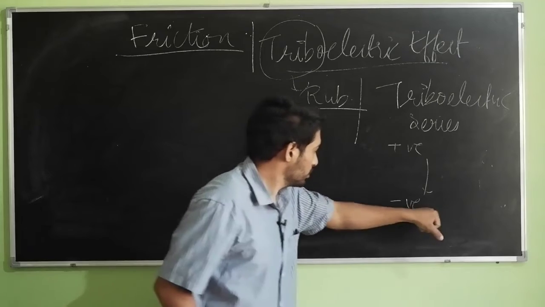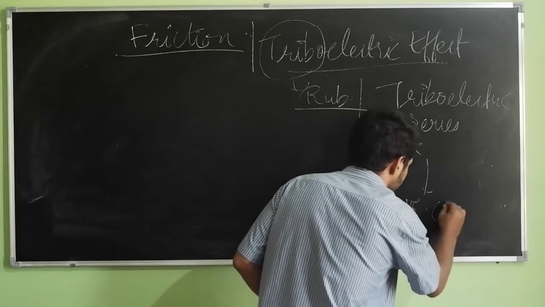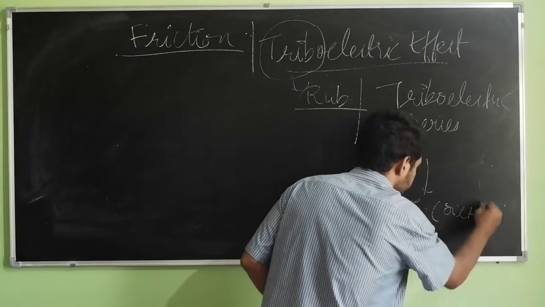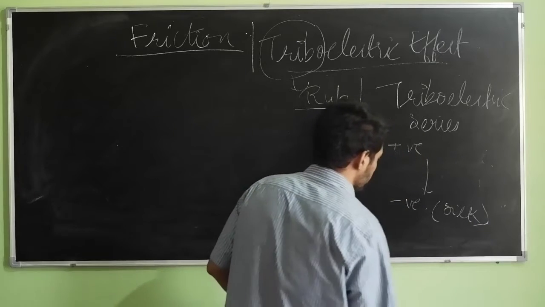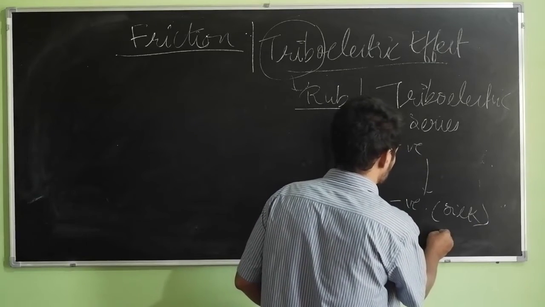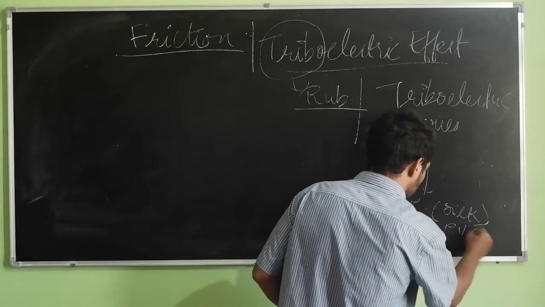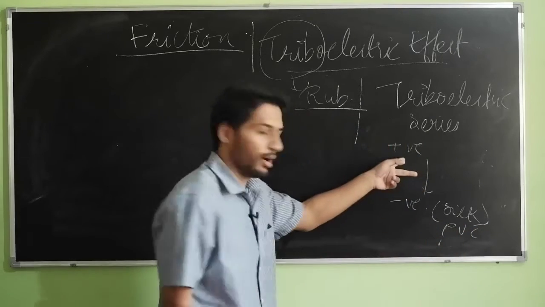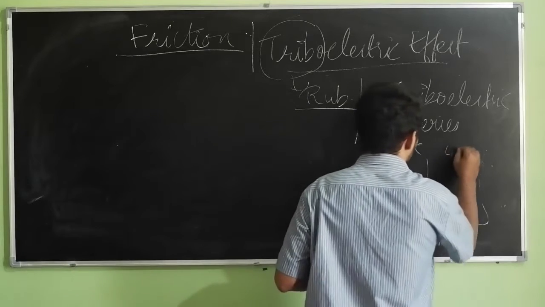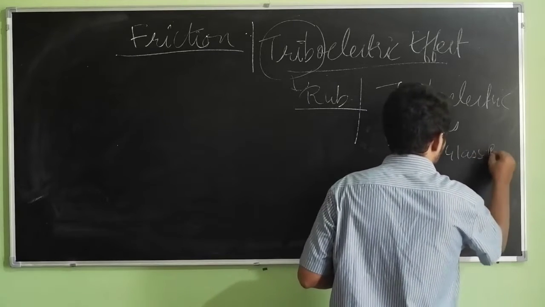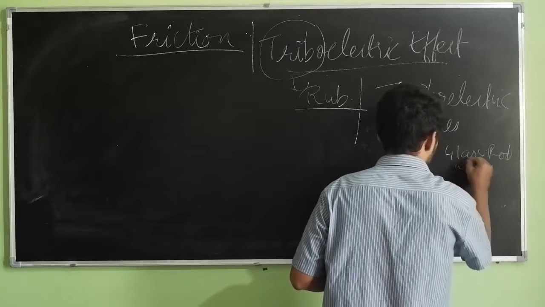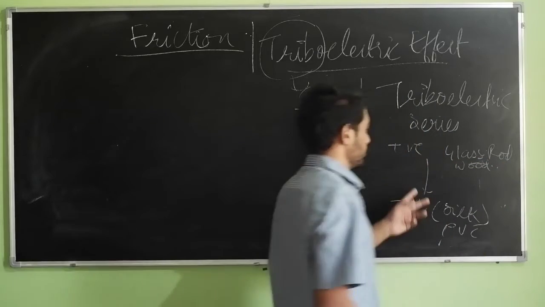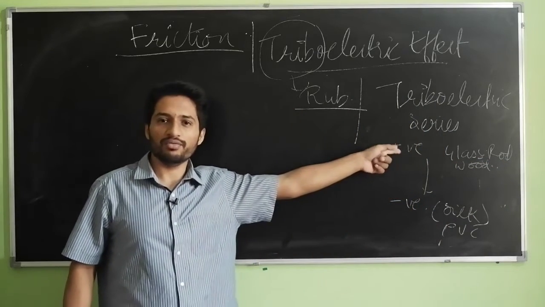Downwards, we'll have silk as an example. Then we'll have PVC, polythene. These are the examples that we have here. And above, we'll have glass rod, then we'll have wood. These are the examples that we'll have above, the positive ones.